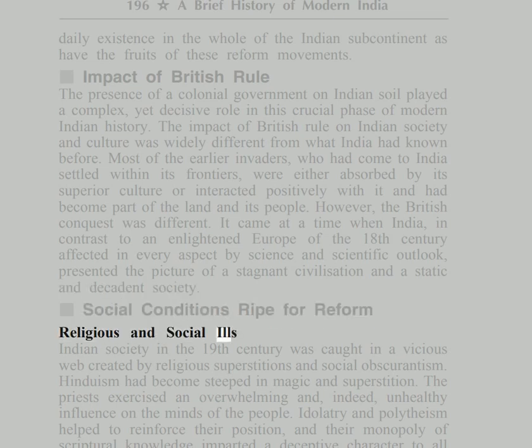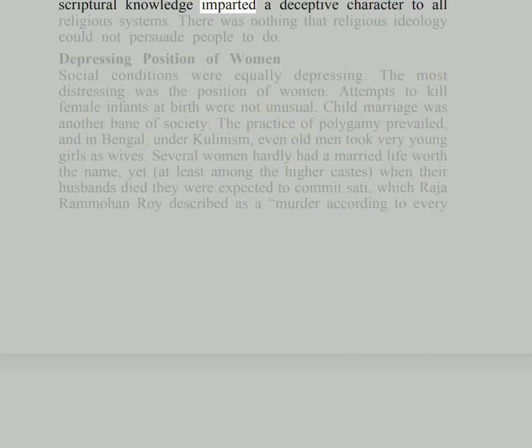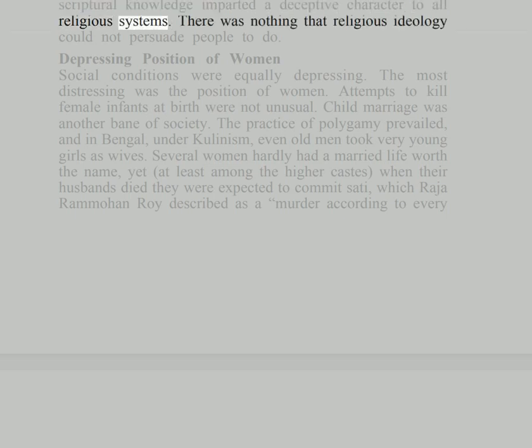Religious and social ills. Indian society in the 19th century was caught in a vicious web created by religious superstitions and social obscurantism. Hinduism had become steeped in magic and superstition. The priests exercised an overwhelming and, indeed, unhealthy influence on the minds of the people. Idolatry and polytheism helped to reinforce their position, and their monopoly of scriptural knowledge imparted a deceptive character to all religious systems. There was nothing that religious ideology could not persuade people to do.